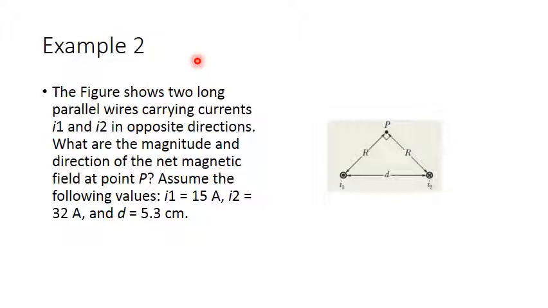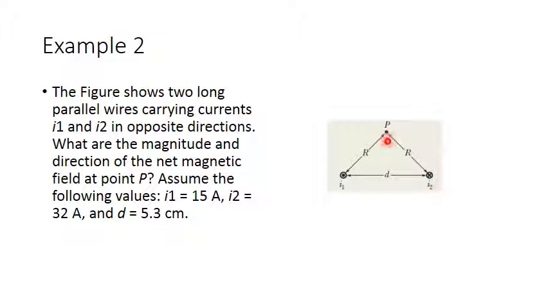As an example for the magnetic field due to infinite long wires, the figure here shows two long parallel wires carrying currents I1 and I2 in opposite directions. I1 here is coming outside the screen and I2 is going inside the screen. What are the magnitude and direction of the net magnetic field at the point P?